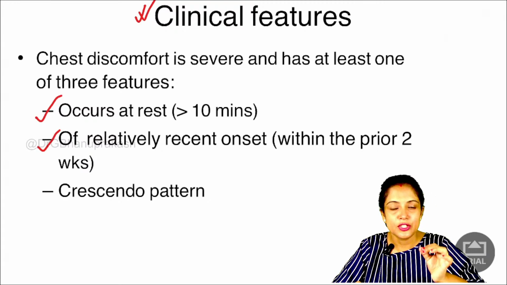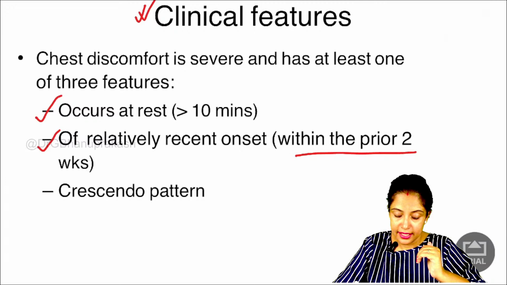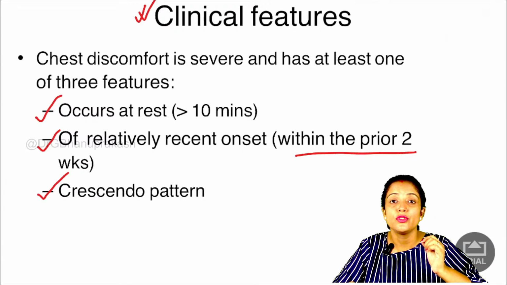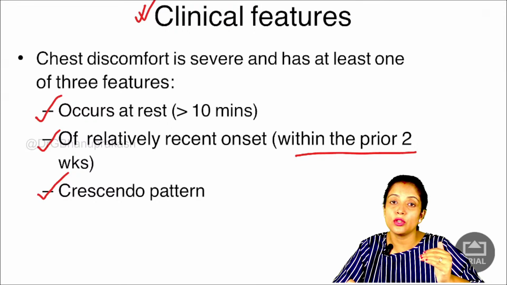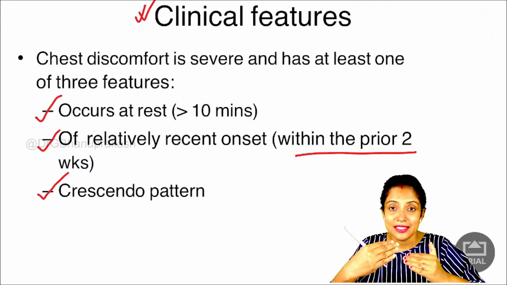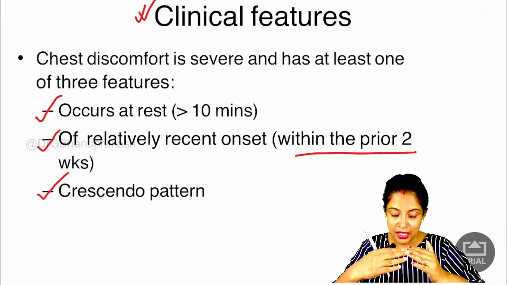Second point, the chest pain or chest discomfort is relatively of recent onset. By recent onset, I mean it starts within the prior 2 weeks. And third point, it has a crescendo pattern. What do I mean by crescendo pattern? Crescendo pattern means there is increasing severity and increasing frequency, okay?